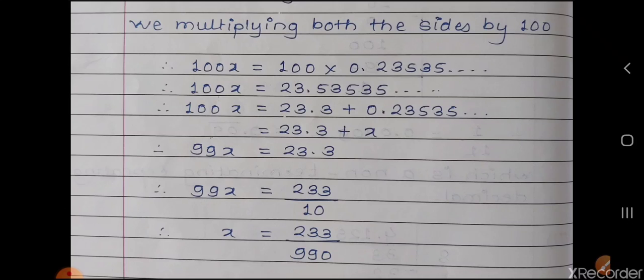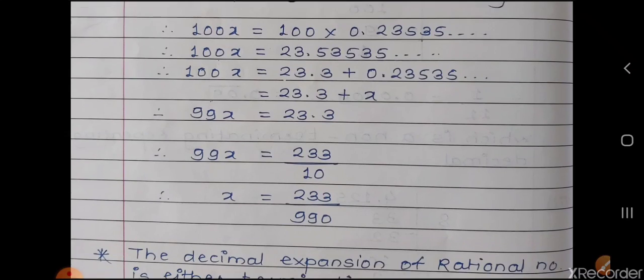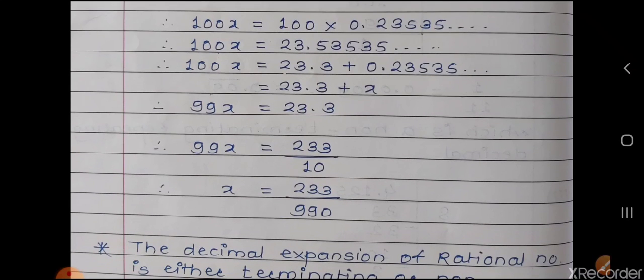So we write this number 23.3 in the form of p by q. There is only one digit after the decimal point, so we multiply numerator and denominator by 10. So we get 233 divided by 10. Therefore, dividing both sides by 99, we get x is equal to 233 divided by 990.